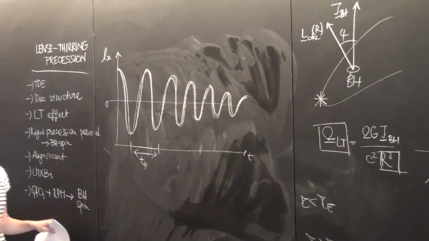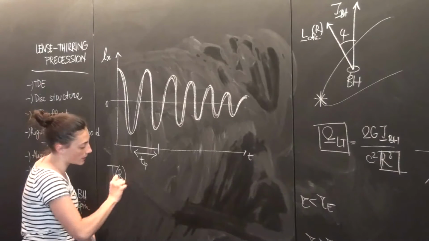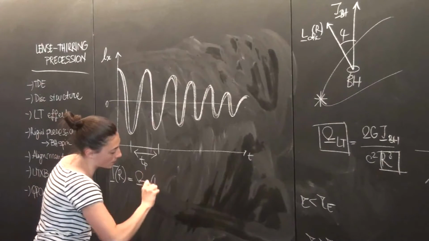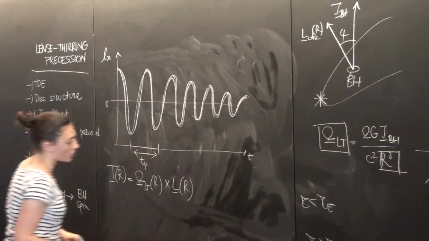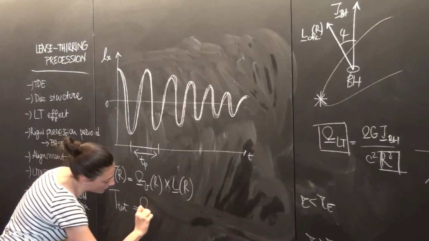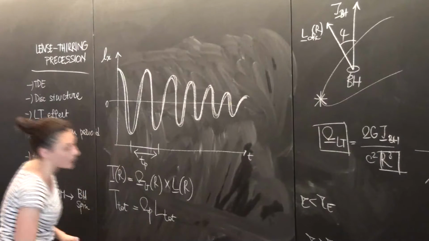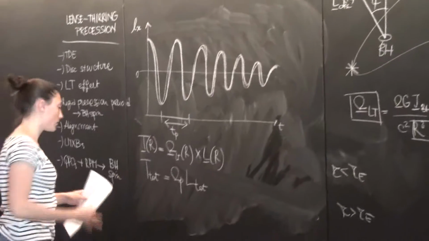So if this occurs, we can evaluate the total torque. The local torque exerted by the black hole onto the disk is given by this product. So then we can calculate the total torque, and so the global precession frequency.